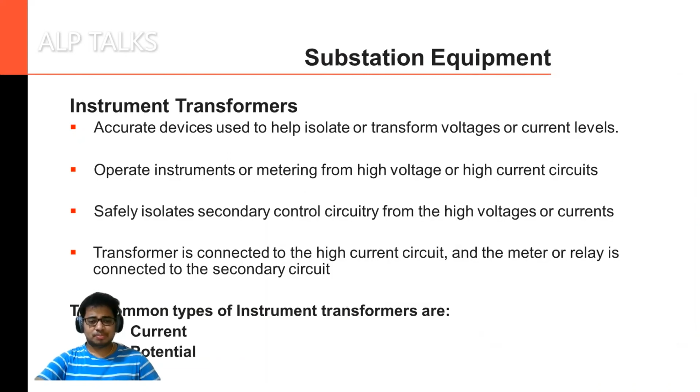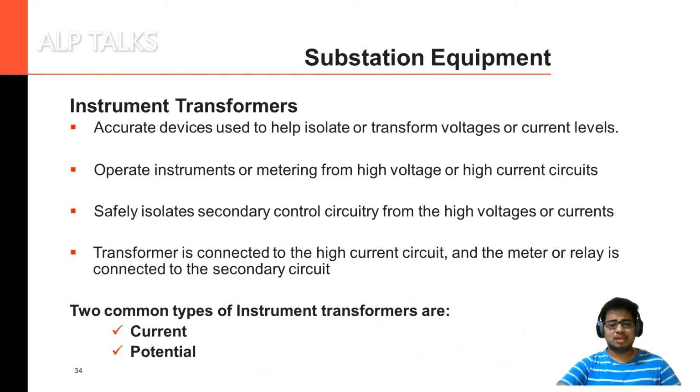So we have instrument transformers also in the substation. Accurate devices are used to help isolate or transform voltage and current levels. We will operate instruments or metering from high voltage or high current circuits, and safely isolate the secondary control circuit from high voltages or currents. So the transformer is connected to the high current circuit, and the meter or relay is connected to the secondary circuit.